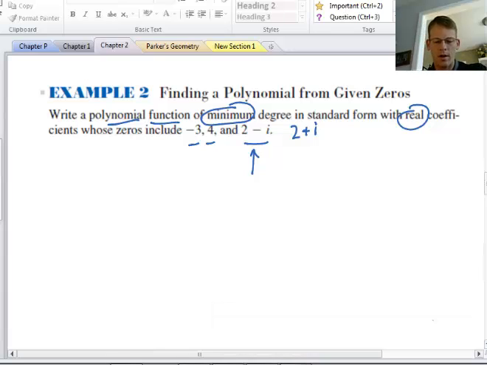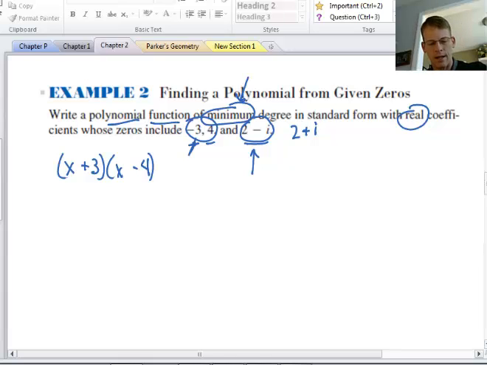Okay, so in order to construct this polynomial of minimum degree, I can't have a third degree polynomial, because if I try to multiply these linear terms out, the linear terms would be x plus 3, x minus 4, because remember, these are the roots, and the linear terms are such that when you set them equal to 0, you get these root values.